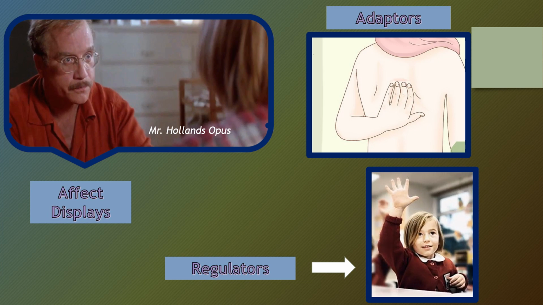Regulators represent a type of gesture that is used when trying to control the flow of a conversation. I decided on a picture of a young boy, most likely in school, raising his hand. I would imagine he is hoping to answer a question, and by raising his hand, he will become a part of the conversation. Other examples of regulators include a head nod or even eye contact.